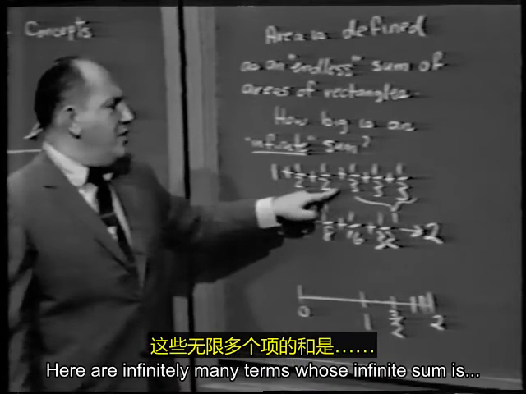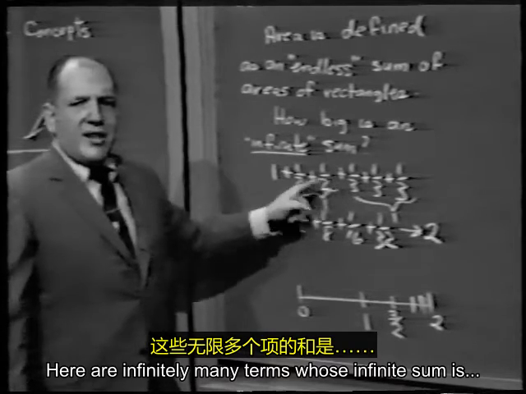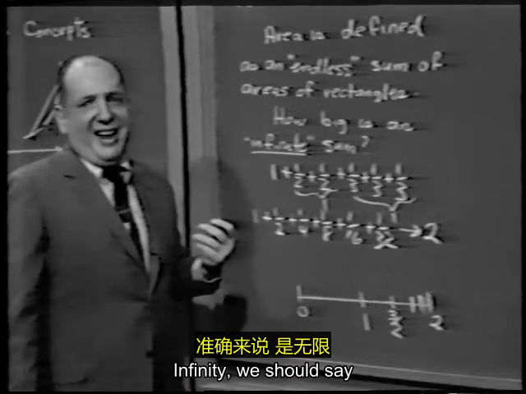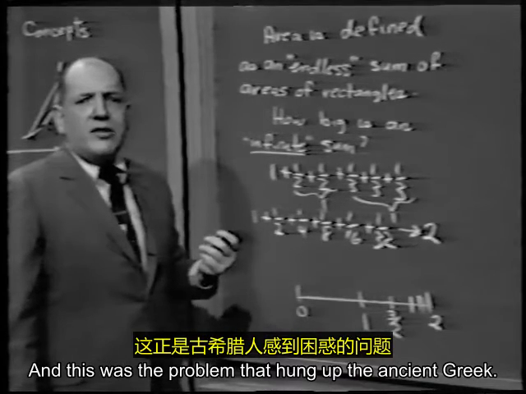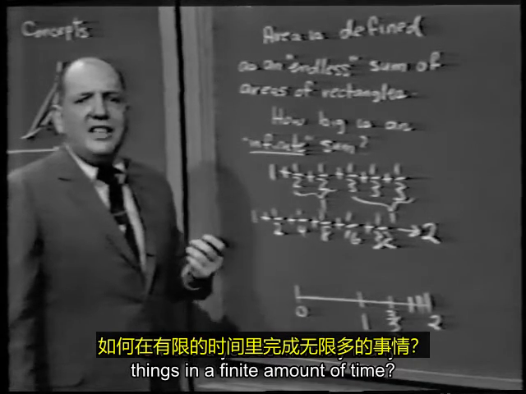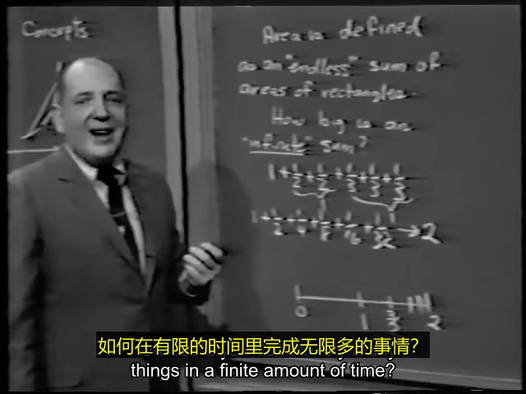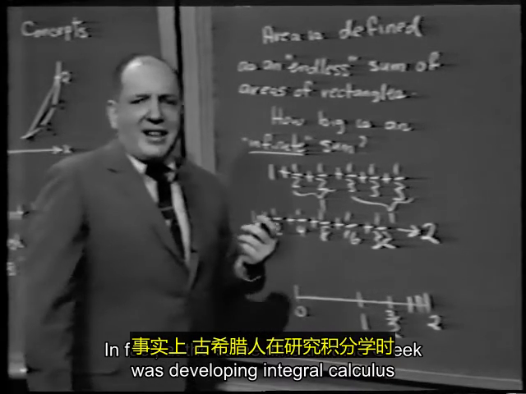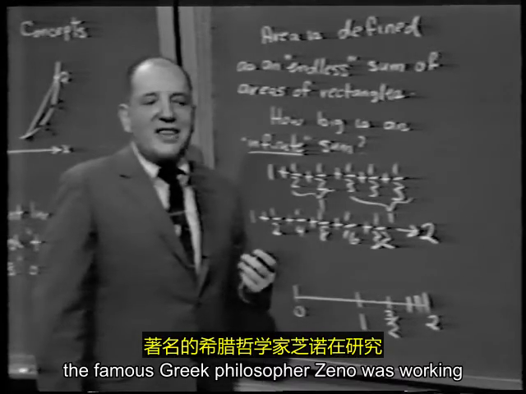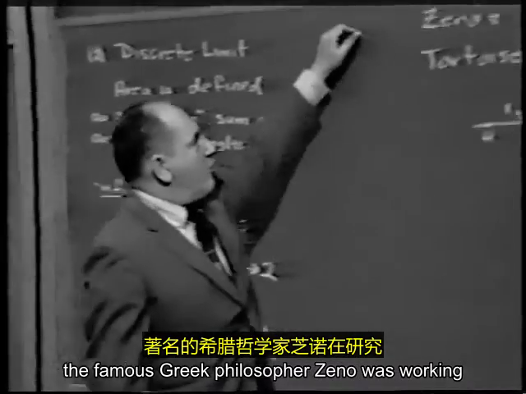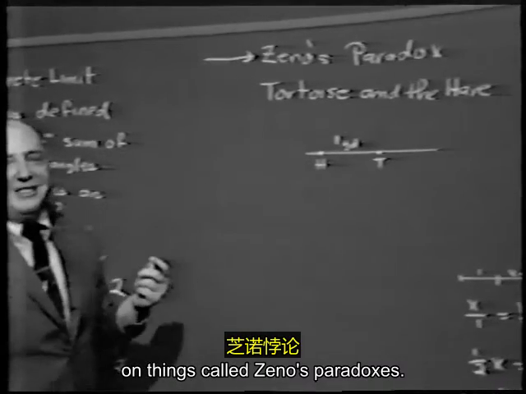Here are infinitely many terms whose infinite sum is infinity, we should say, because it increases without bound. And this was the problem that hung up the ancient Greek. How could you do infinitely many things in a finite amount of time? In fact, at the same time that the Greek was developing integral calculus, the famous Greek philosopher Zeno was working on things called Zeno's paradoxes.